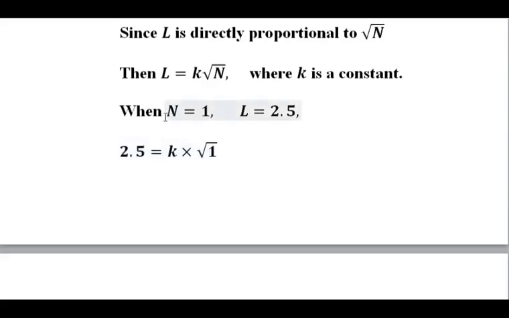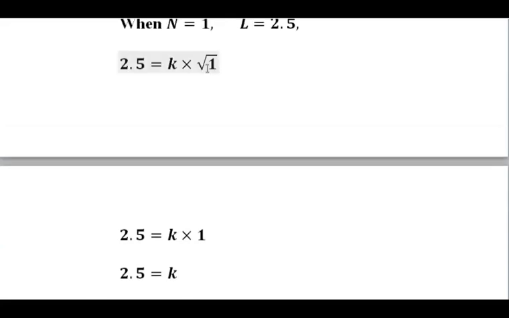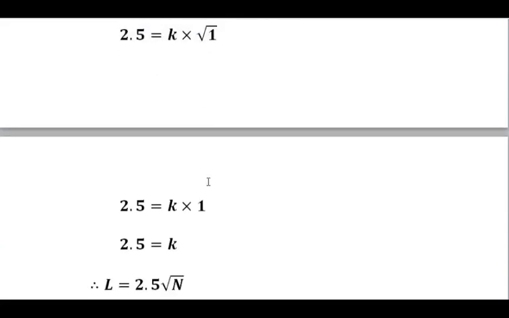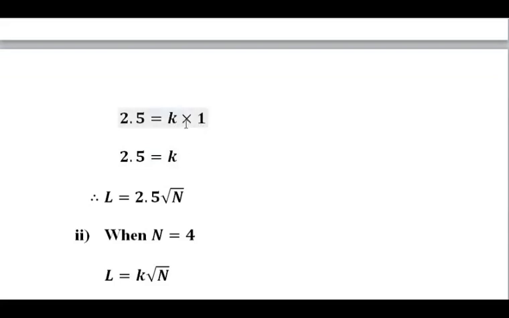So I will substitute n equals 1 and then L equals 2.5 in this equation. L equals k square root n. This equation becomes 2.5 equals k multiplied by square root n. We know that 1 is a perfect square number, so square root of 1 is 1. Now 2.5 equals k multiplied by 1. To find k, if we shift this 1 from right to the left side, we get 2.5. So k equals 2.5.